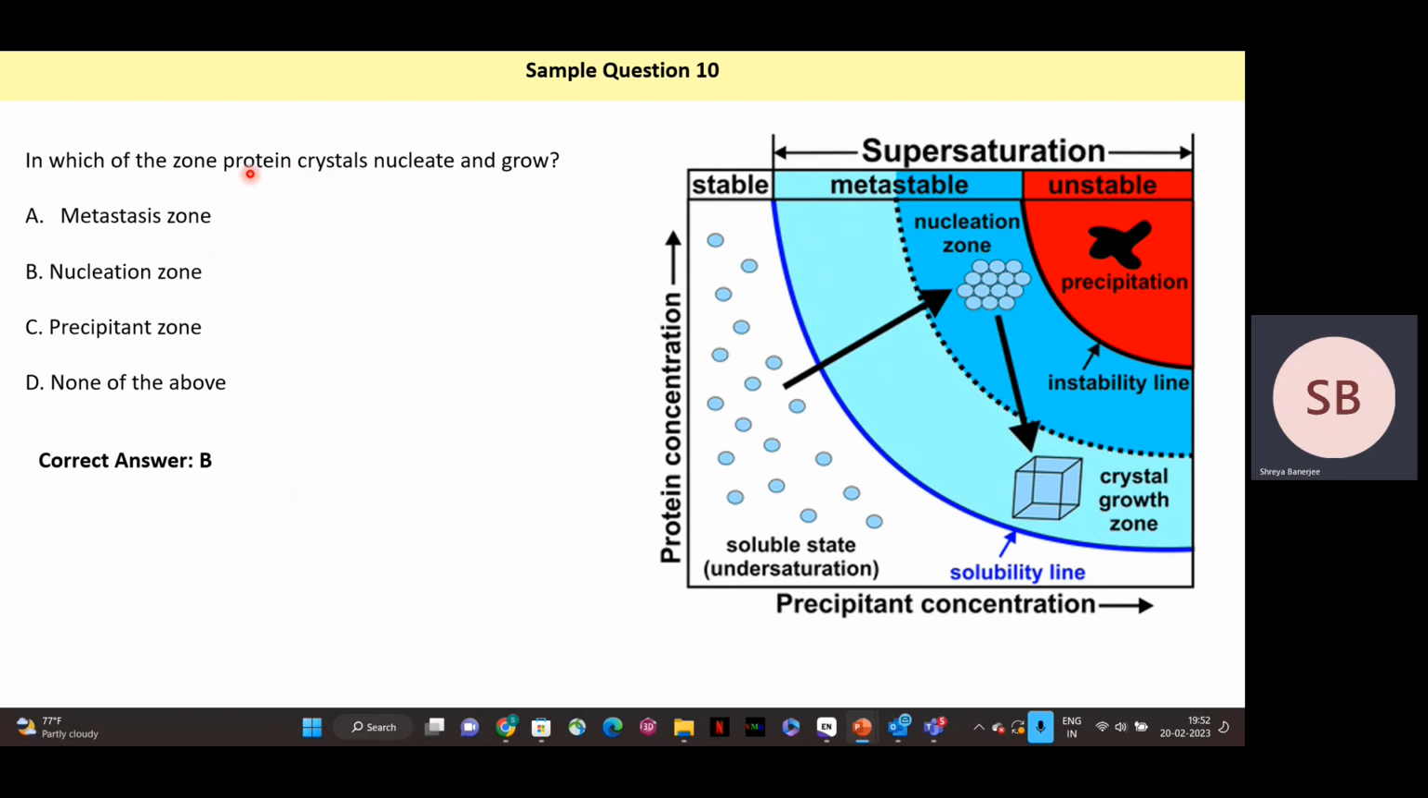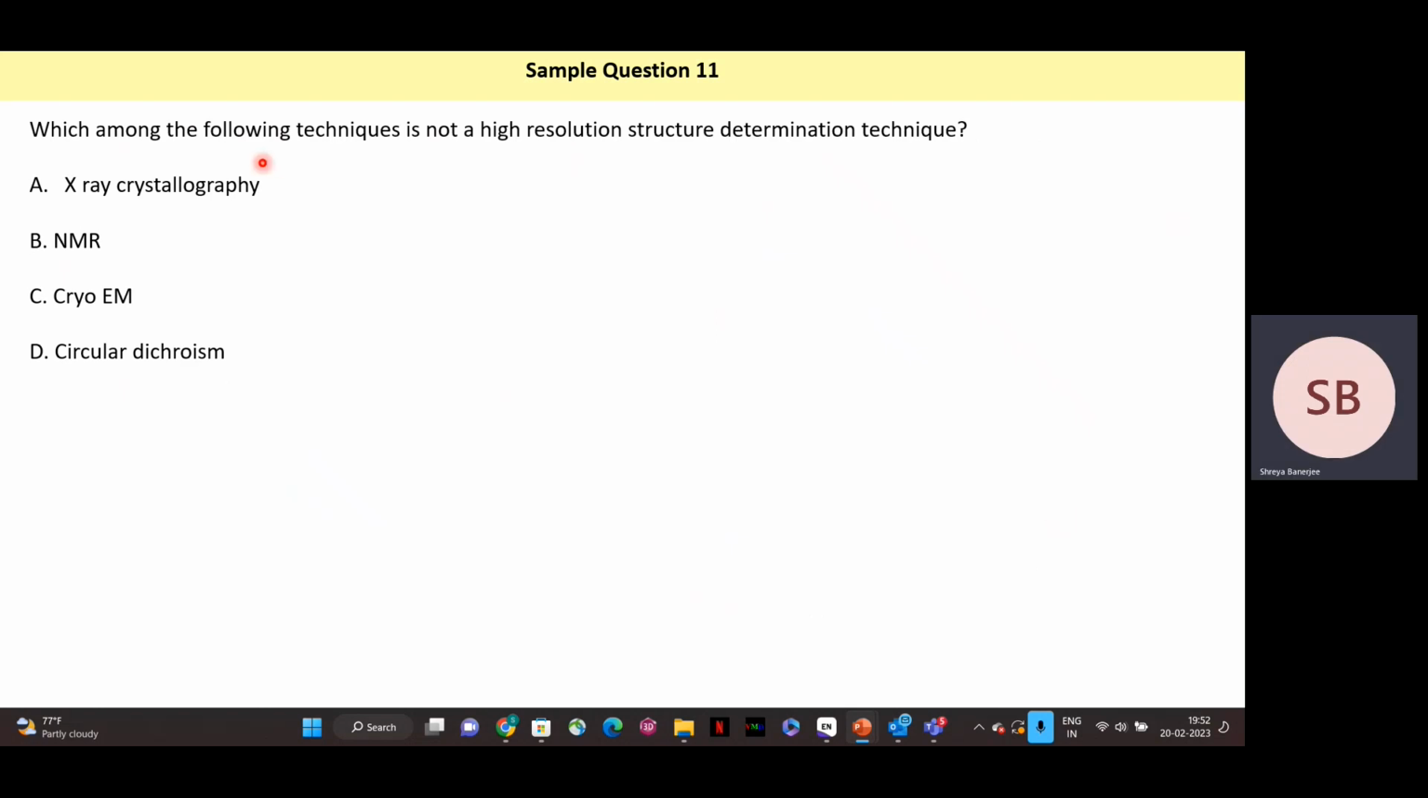So protein crystals cannot grow in the precipitation zone, because in this zone, the protein precipitates out in an amorphous form. And metastasis zone is not a zone at all within these zones. So nucleation zone is the correct answer, where the protein crystals nucleate and grow. The next question is, which among the following techniques is not a high resolution structure determination technique?